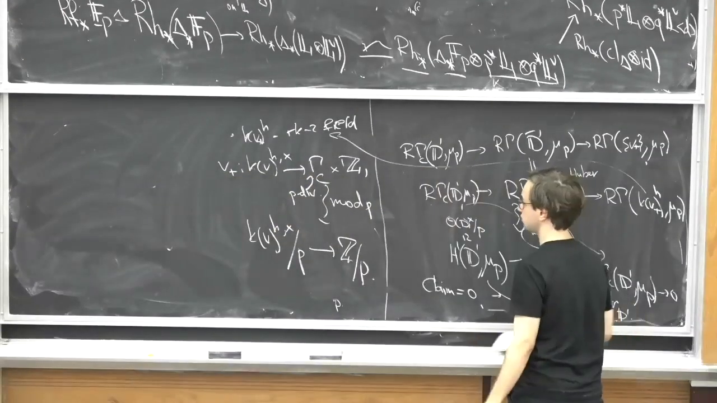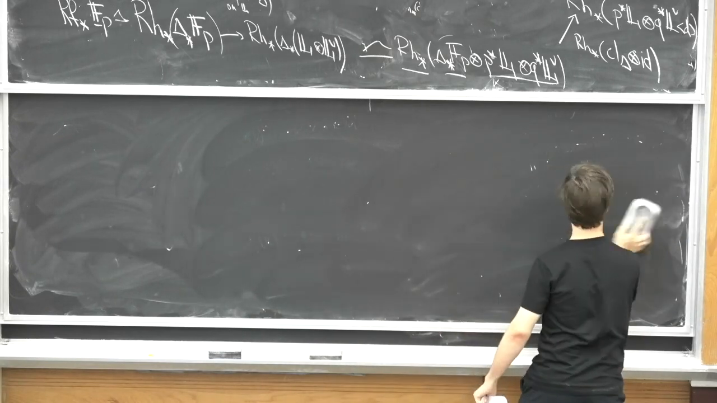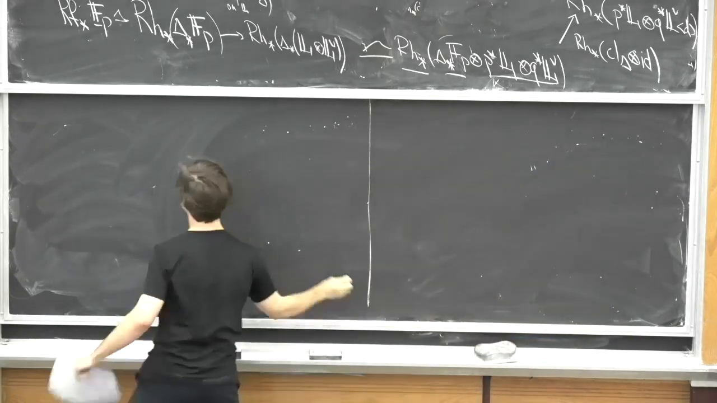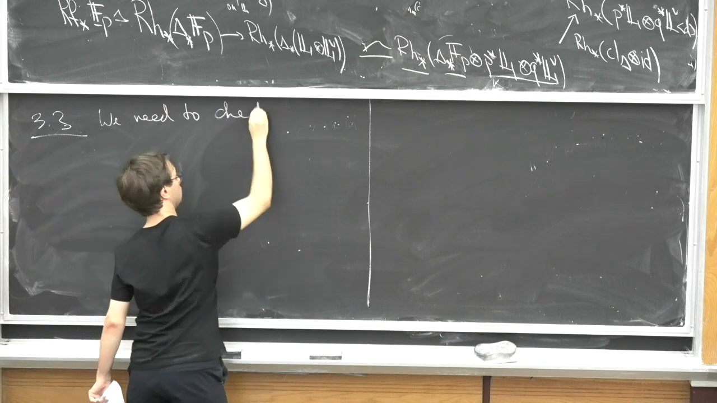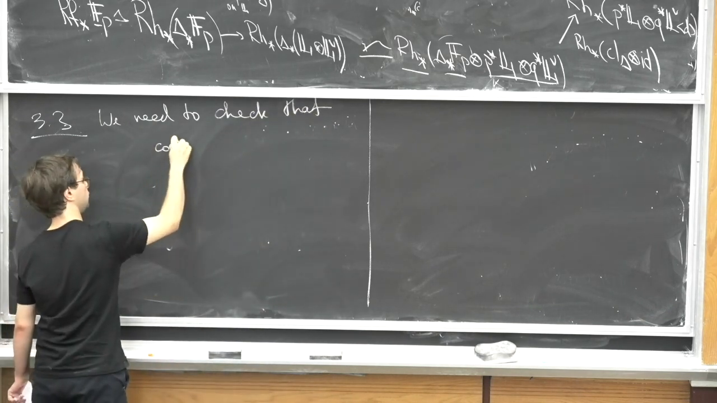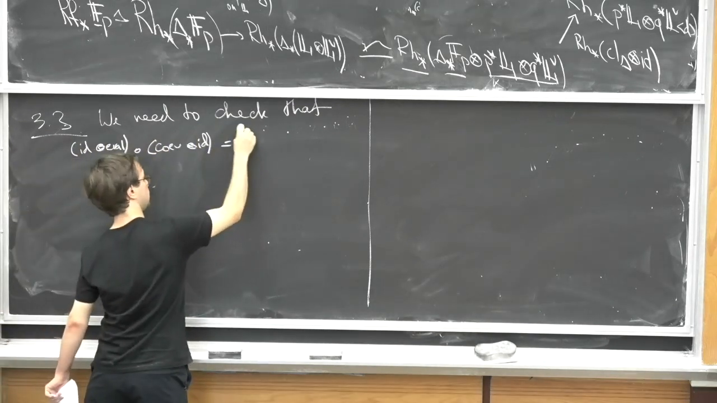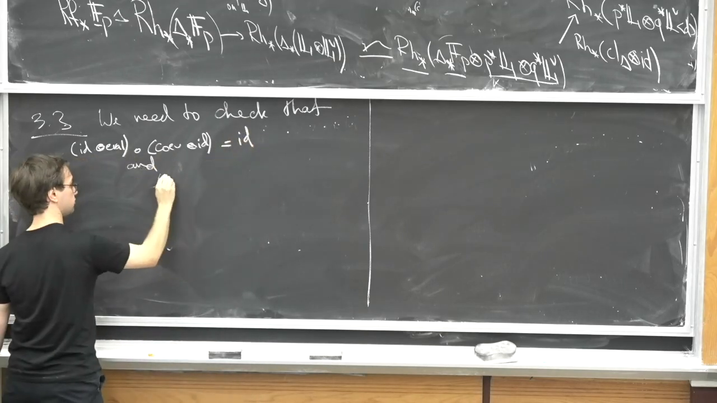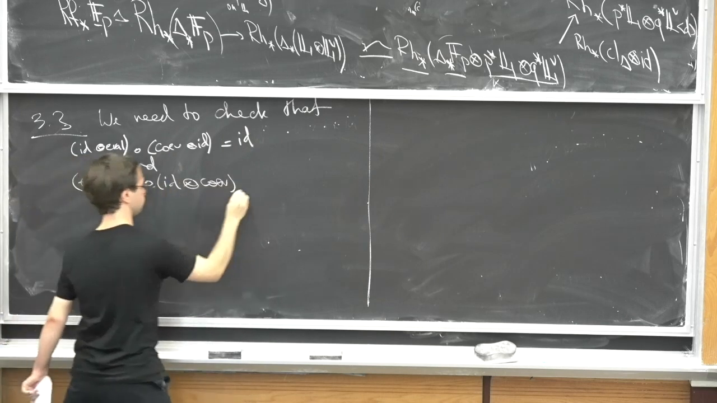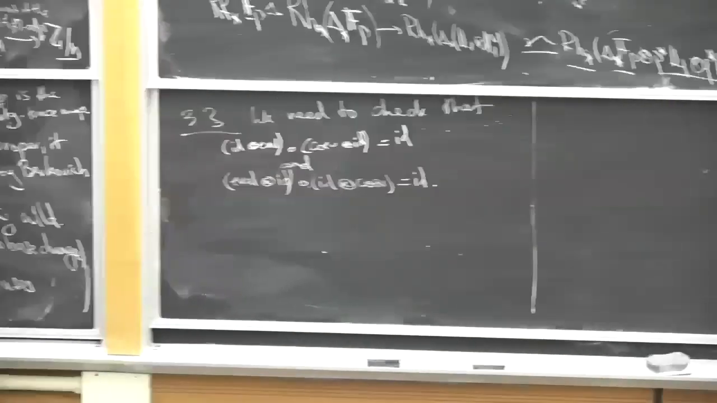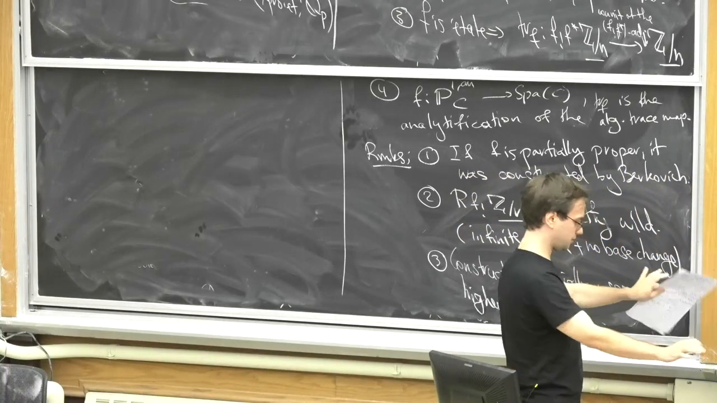Finally, to verify duality, we need to check that some compositions are equal to identity. We need to check that co-evaluation composed with identity, and the composition of identity with evaluation, and this other one, are identity. And well, this is a huge diagram. You need to do it rigorously. You really need to write a huge commutative diagram. But after you write it, most parts will commute for obvious reasons.